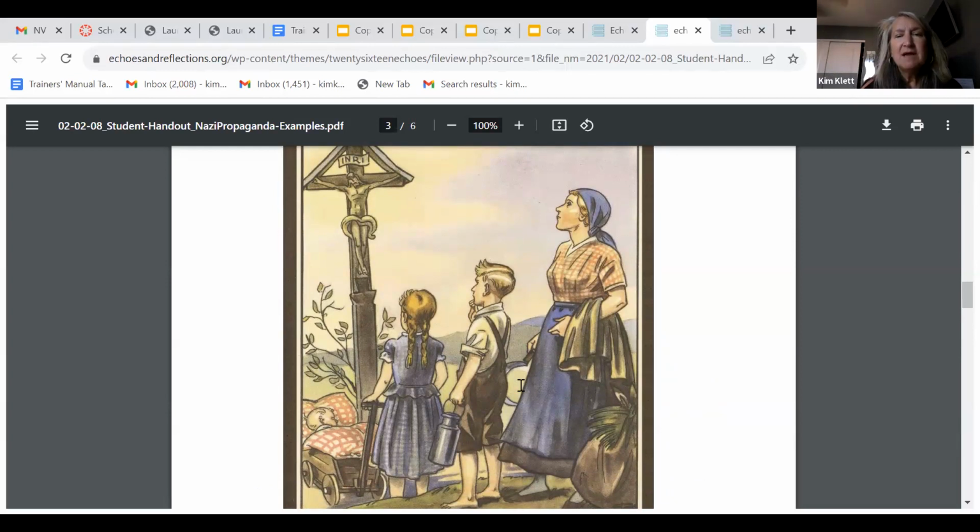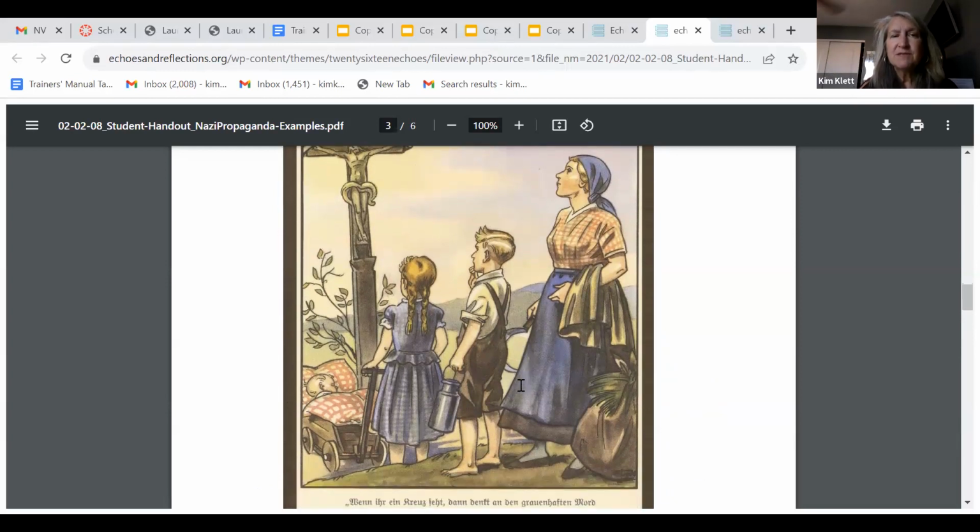anti-Semitic piece here. But what you want to talk to your students about this picture is that it's also propaganda showing like the good German family, right? They all have the blonde hair, of course. But the fact that they're all out working in the fields, right? The dad might be in the military, he might be working another job, whatever, he's not there, but mom is still out there working hard.